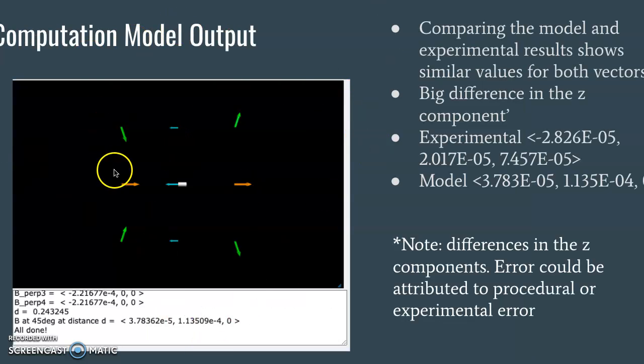This was our final result from all the code in our computational model. The orange arrows depict our on-axis magnetic field, the blue represents our perpendicular, and the green represents the 45-degree angle magnetic fields. We were then able to find a vector from the model and compare that to our experimental vector for the magnetic field. The model had differences in the Z components, but the error could be attributed to procedural or experimental error.